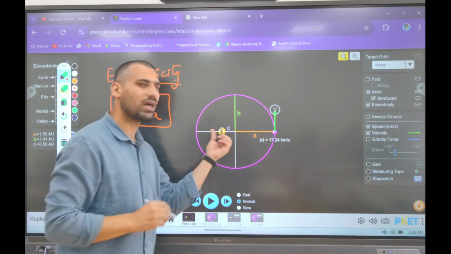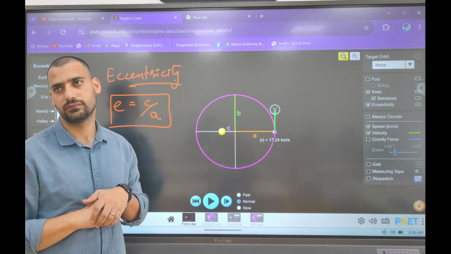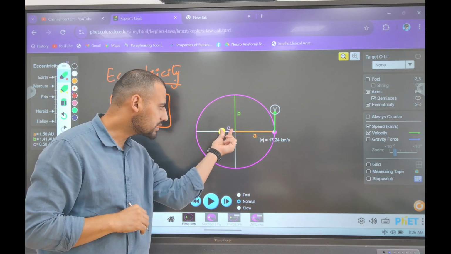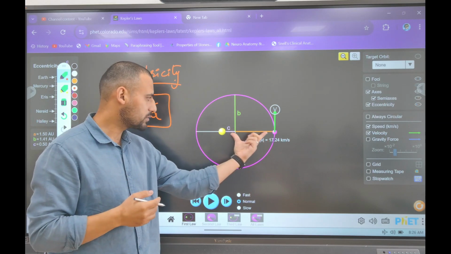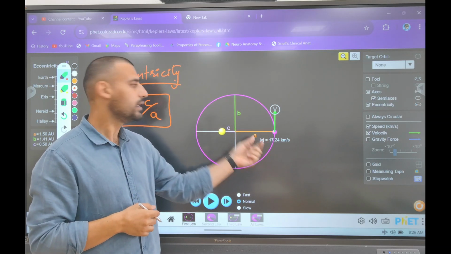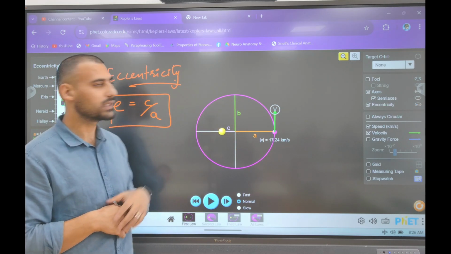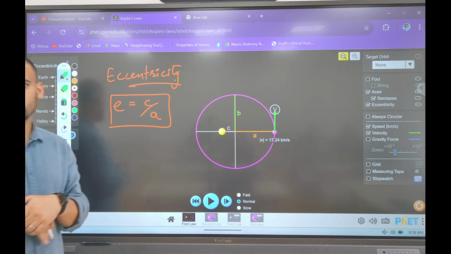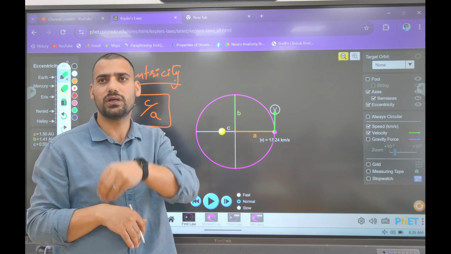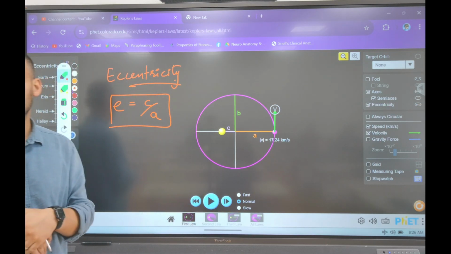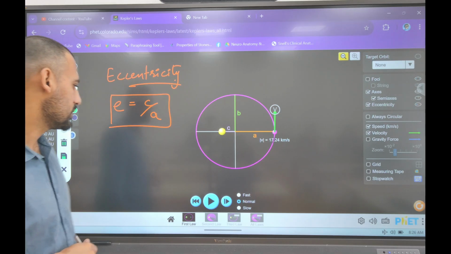It is just giving you the idea how far is the sun from the center. Okay, C, the distance from the center divided by the semi-minor, or the major, whatever. If it is on the major, then you have to divide it by A. If the sun was here, then you have to divide it by B. Is that fine? This is called the eccentricity. Eccentricity means how much shifted is the sun, the foci, from the center. Okay, is that clear?